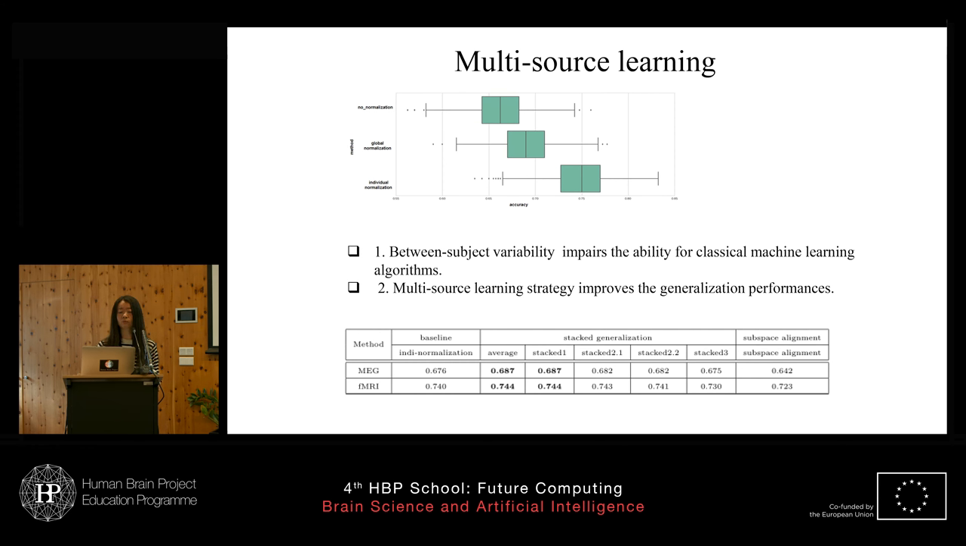So our proposal is to use the multi-subject learning setting to learn from data of different subjects by stating that each subject is a different source. By using the fMRI and MEG data recorded from a large number of subjects, we first confirm that there is strong across-subject variability, and this variability impairs the ability of classical machine learning algorithms.